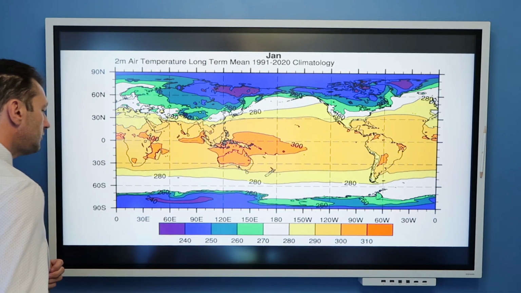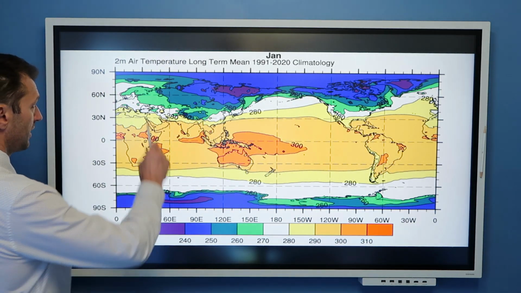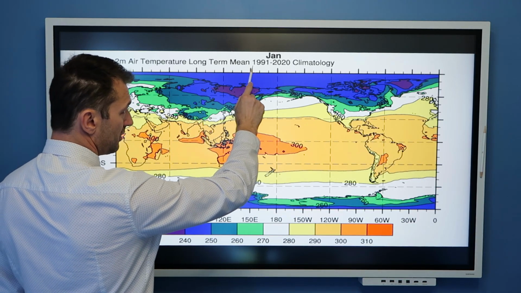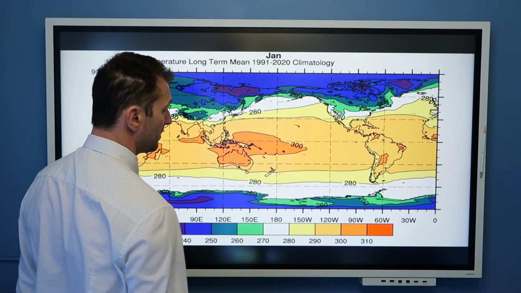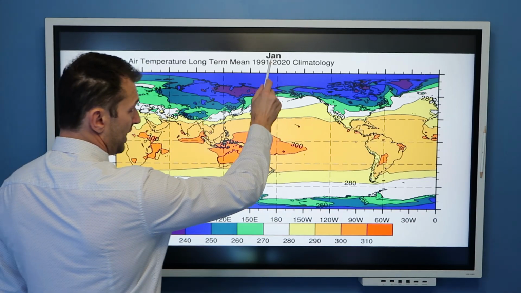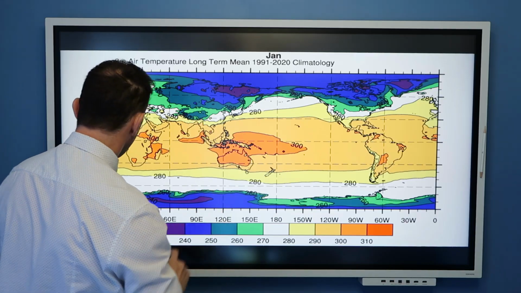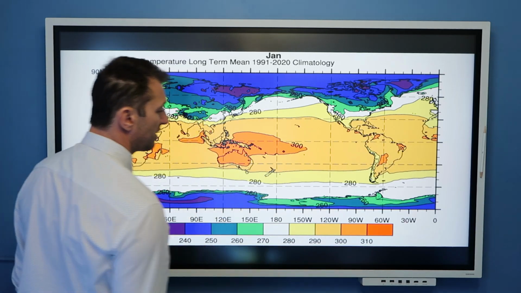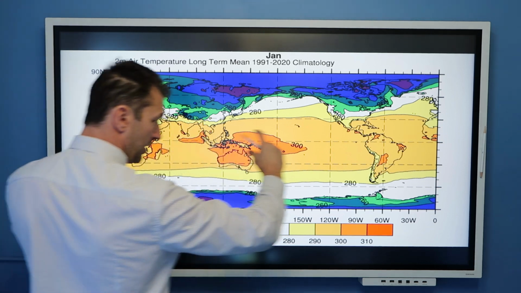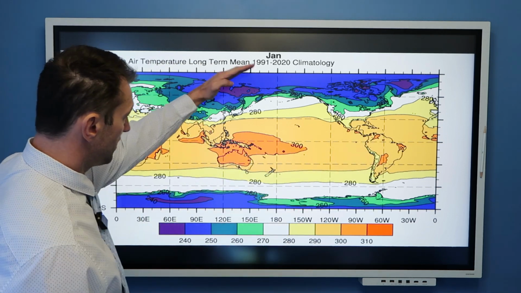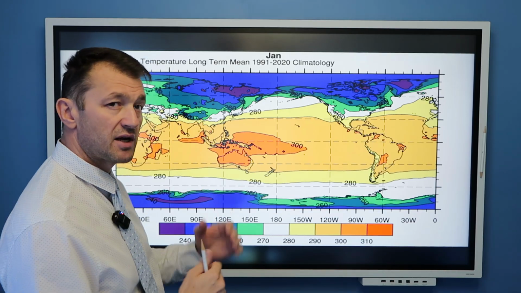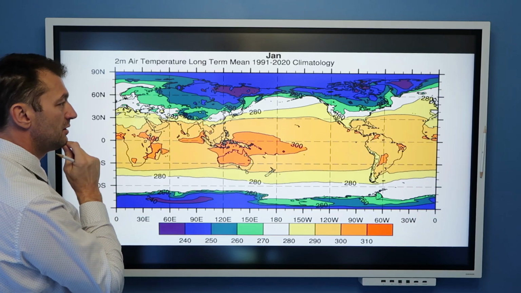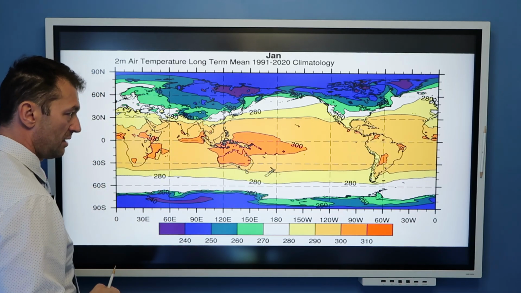Here we have a map of surface or 2-meter air temperature averages calculated for the period 1991-2020, 30 years. And this is for the month of January. X-axis is longitude, this is latitude, and the temperatures are given in kelvins. Notice that the tropical regions have warmer temperatures than the polar regions, as we discussed in great detail in one of my previous videos, and then subtropical and mid-latitudes have intermediate temperatures.